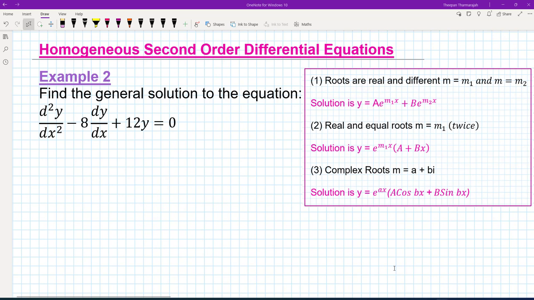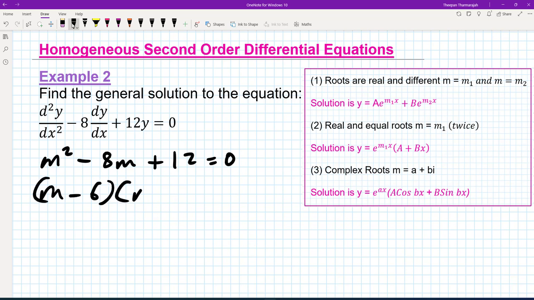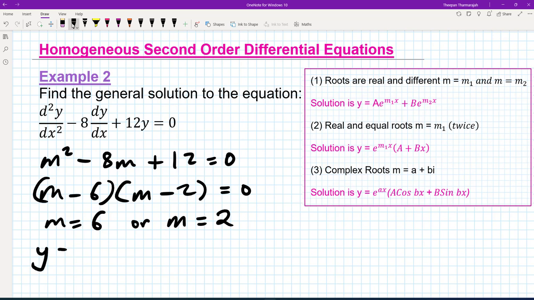Here's a question for you to try. You can pause the video, and when you're done, I will go through my worked solution. Okay, welcome back. So we have m squared minus 8m plus 12 equals 0, and we can say that's (m minus 6)(m minus 2) equals 0, so our solutions are m equals 6 or m equals 2, i.e. the roots are real and different. So therefore the solution is y equals a e to the 6x plus b e to the 2x.